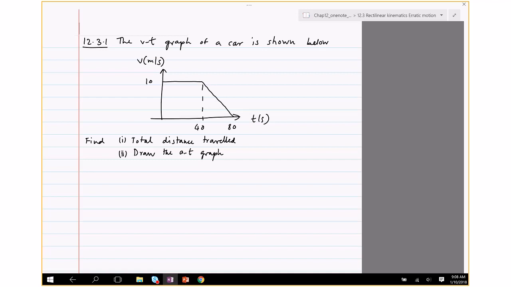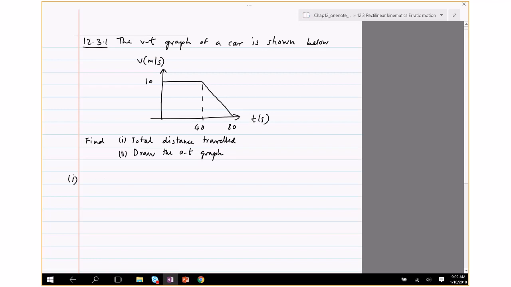The velocity time graph of a car is shown below. It's not so much to scale, it's poorly drawn. It doesn't look like it's possible. Find the total distance traveled and draw the acceleration time graph. We do not have a closed form expression for the velocity. We're only given a graph of velocity versus time. So this is where you will use the things which I just talked about.